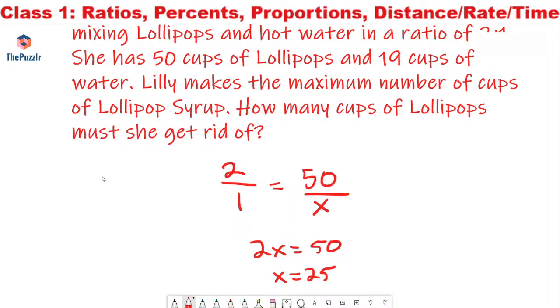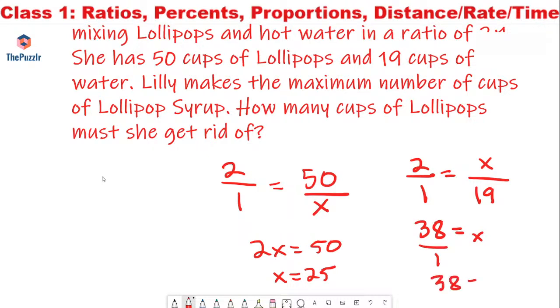So maybe the number of cups of water is what we need to look at. Our ratio is 2 to 1, and this is equal to X over 19, where we don't know how many cups of lollipop we need. Multiply both sides by 19 to get 38 over 1 is equal to X. That's just 38 is equal to X. So that means that we need 38 cups of lollipop.